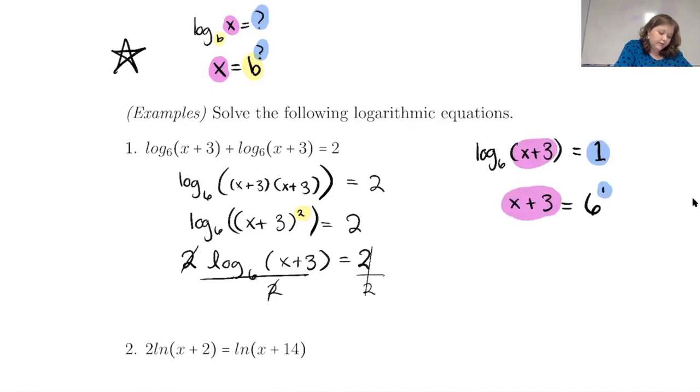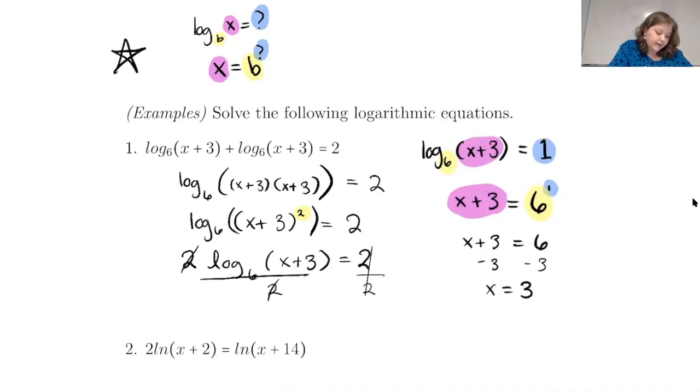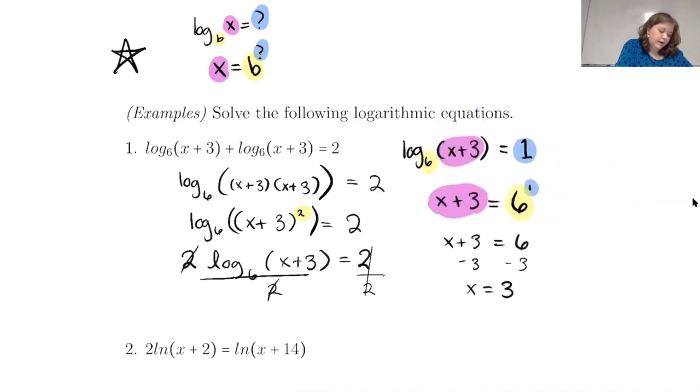And so I'm going to do the colors so you can see where that's coming from. And so 6 to the first power is just 6. So we end up with x plus 3 equals 6. We can subtract 3 on both sides and get x equals 3 as the solution. But like I said in the beginning of this video, we need to check our solutions to make sure that it does not make the inside of the logarithm 0 or negative.